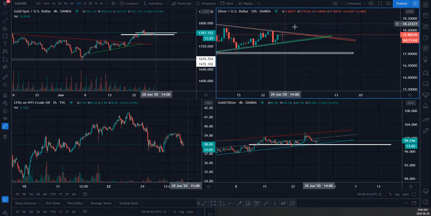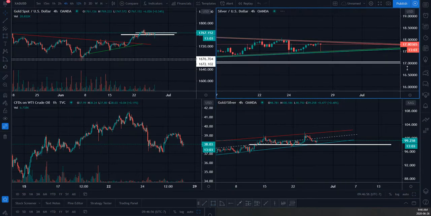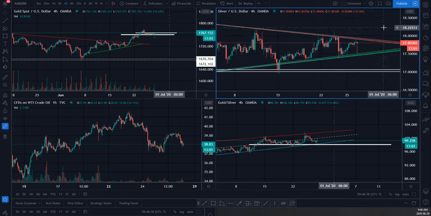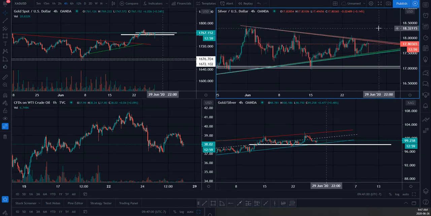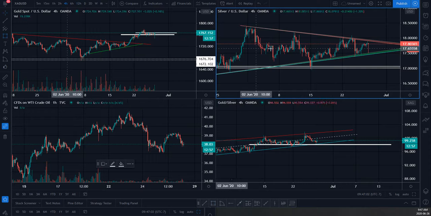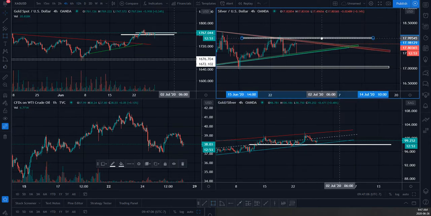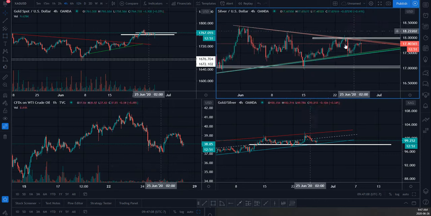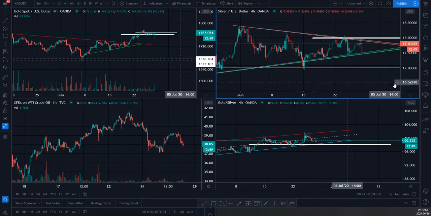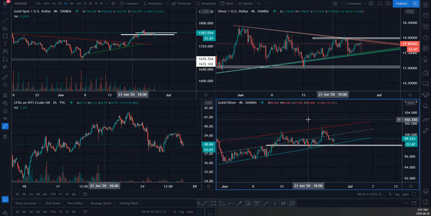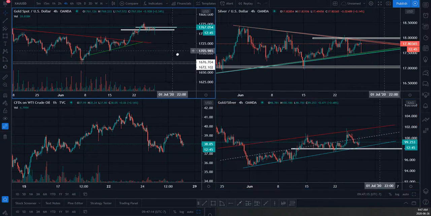I'd say it's definitely a little too late at this point. You're not really going to get a move on a Friday, and then you've got the weekend, so I don't think it would make sense to enter before the upcoming Monday. So this is going to be a potential trade that I'm going to be looking at if it does break and retest for next week, for a long on silver, as long as gold's looking pretty good.